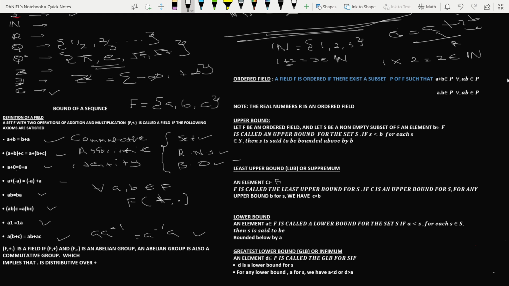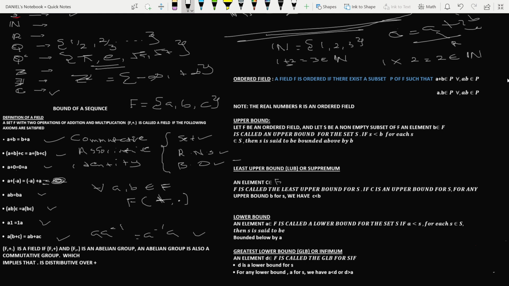Now, the next one we have is the additive inverse. A plus minus A is the same thing as minus A plus A. This is what we refer to as the additive inverse. So the additive inverse for 2 is minus 2. The additive inverse for 3 is minus 3. So all of this is always equal to 0.